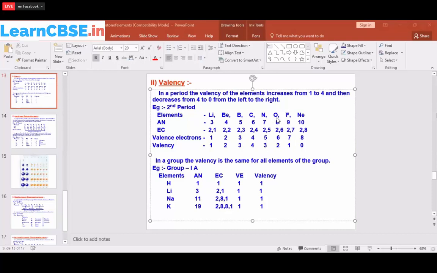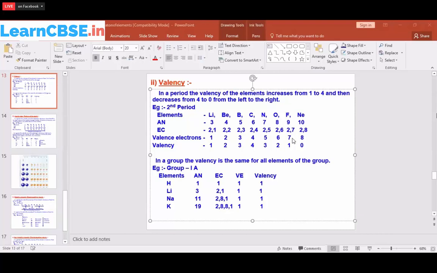So the next one is oxygen. Oxygen has 6 electrons in the outermost shell, so the valence electron is 6. Now here also, if it wants to complete the neon configuration, it needs to gain 2 electrons, or else it has to lose 6 electrons. That is very tough, losing 6 electrons. So it will gain the 2 electrons. So the valency of oxygen is 2.